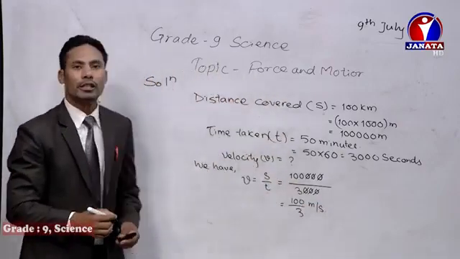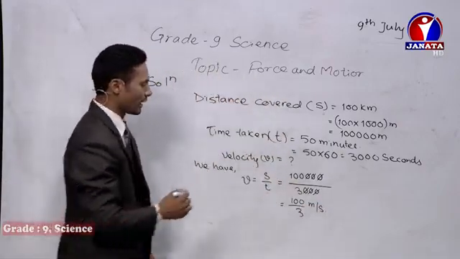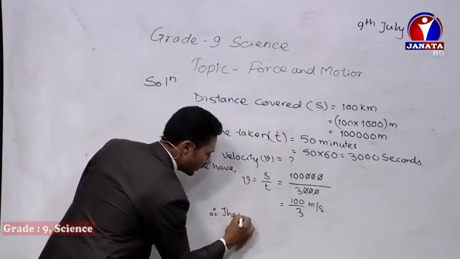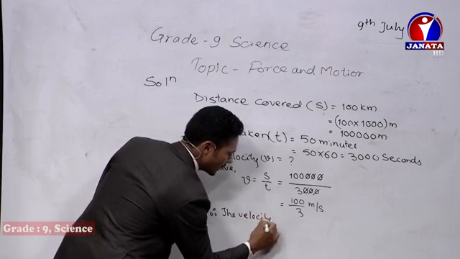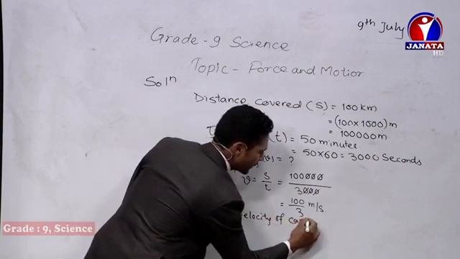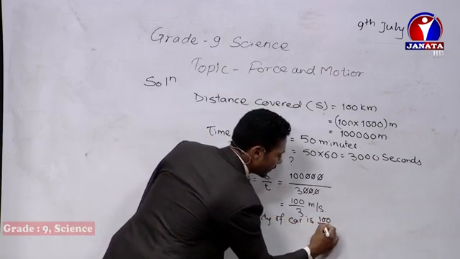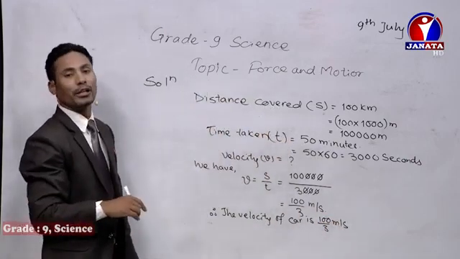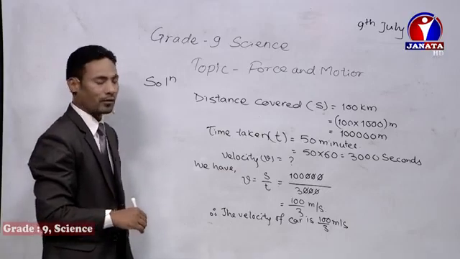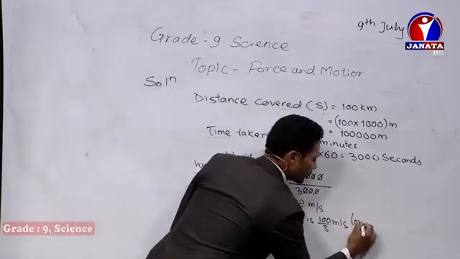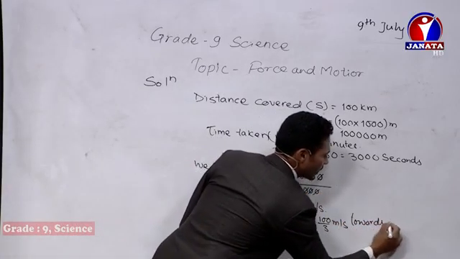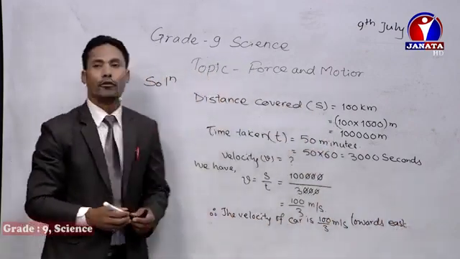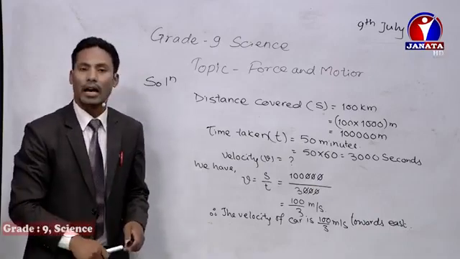Therefore, for the conclusion you can write down: the velocity of the car is 100 by 3 meter per second towards the east, because in the question the direction is mentioned over there. So we write down towards east. Like this we can calculate the velocity of a moving object.